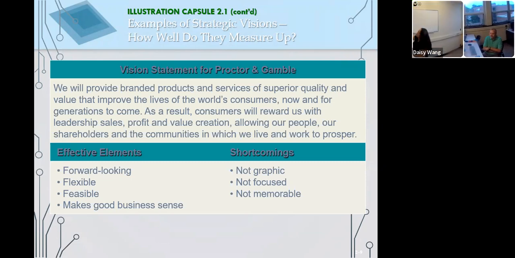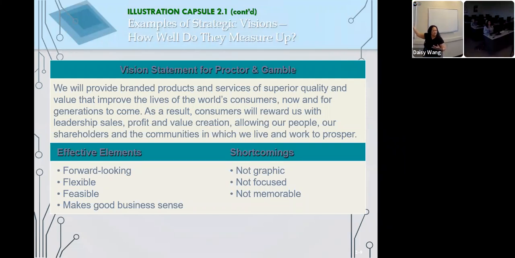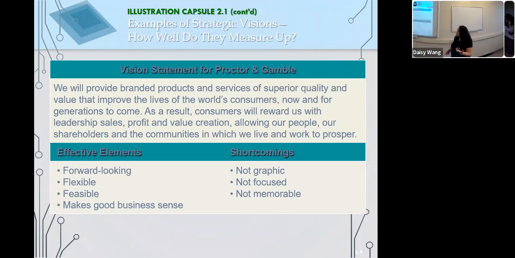They say now and for generations to come, and then the consumer will reward them for this. So they want superior quality, and it's kind of forward looking. It's definitely flexible, feasible, and makes good business sense, but you won't be able to tell what exactly they are selling. P&G sells a lot of different stuff, so it's difficult to be focused, but they are not really focused and not graphic, not powerful enough.